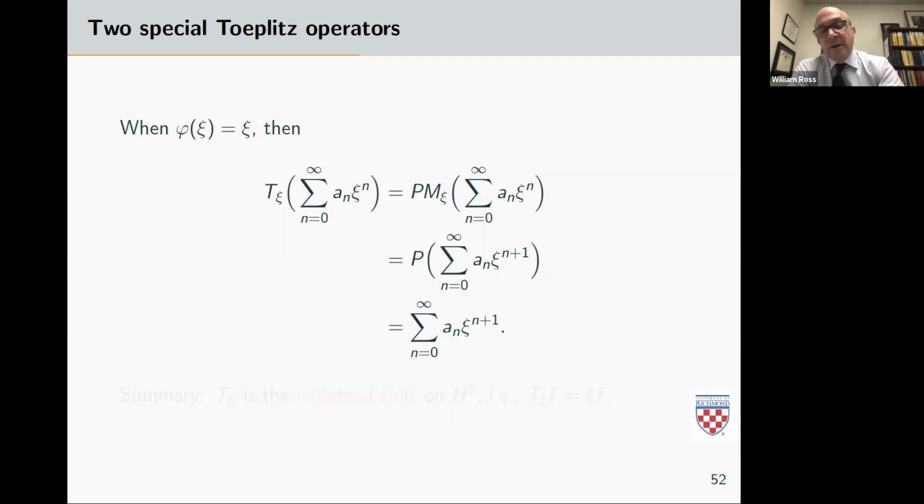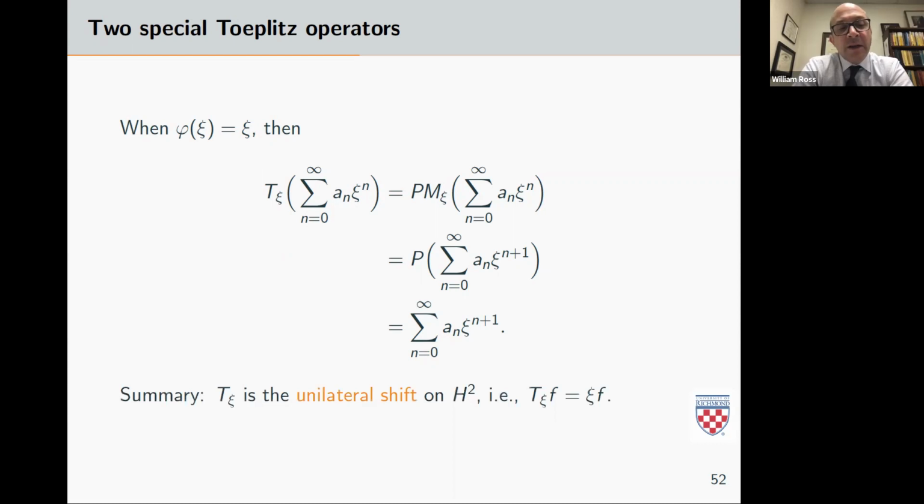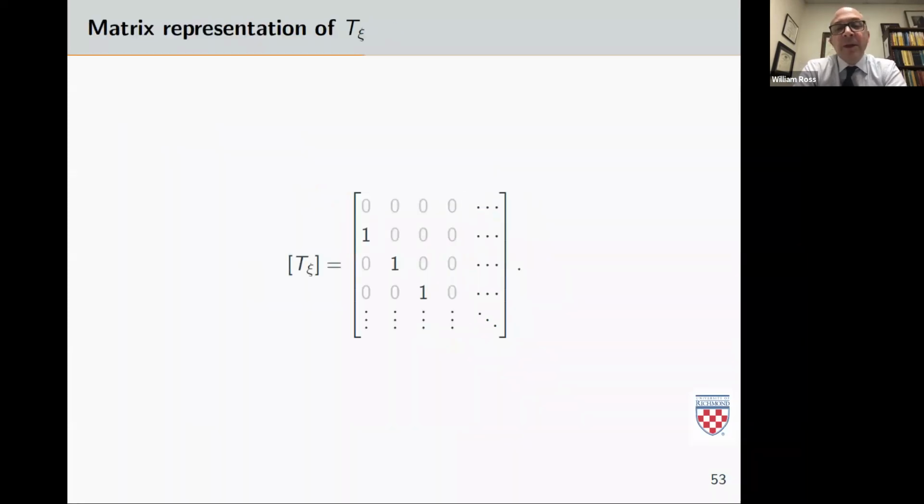So what's actually going on here is that T_z just multiplies f by the independent variable, and that's called the unilateral shift on H2. It just shifts the power series coefficients of H2 all up by 1. All right, as you can see, I'm big into matrices.